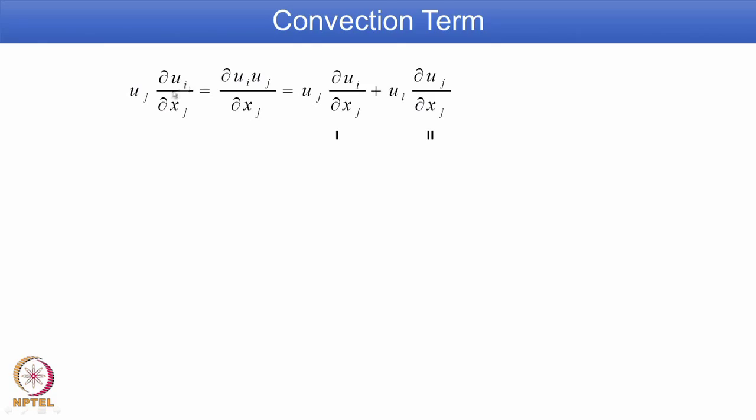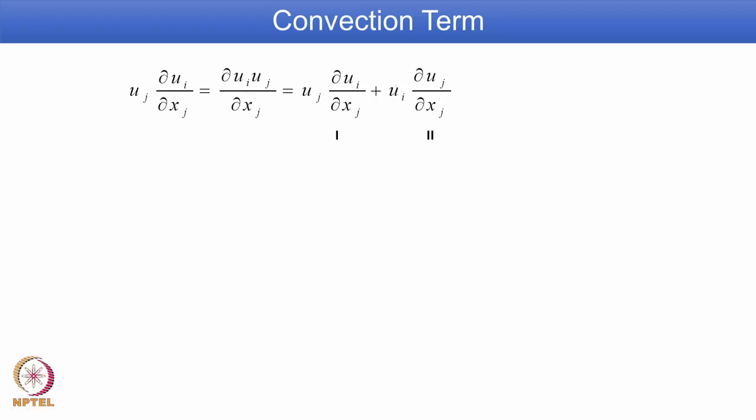So, the convection term is written as shown here, u_j ∂u_i/∂x_j equals ∂/∂x_j of u_i u_j. So, what we have done? We have taken the term u_j inside the partial derivative, and that is what is appearing here as ∂/∂x_j of u_i u_j. Now, we have to explain why this can be done.